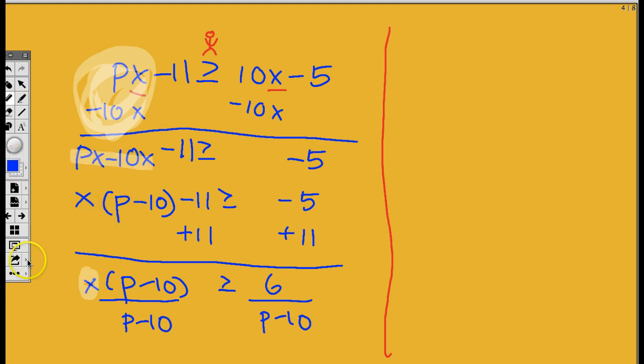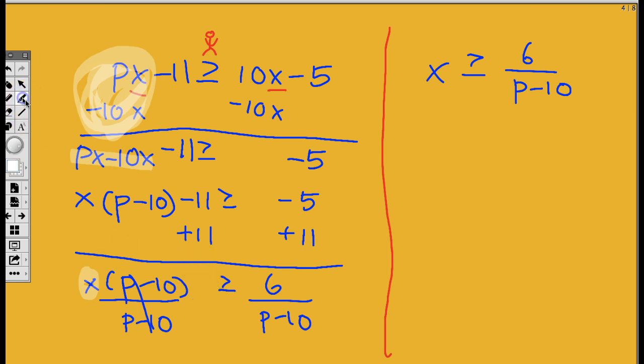But my answer, if I divide these two, is going to go away. So x is equal to or greater than 6 over p minus 10. Now, guess what Miss Choi did? I went all the way to the end. But on the test, what they do is they write down all the steps and they want you to select the correct step. Okay? So what you're going to do is you're going to go back a little bit.